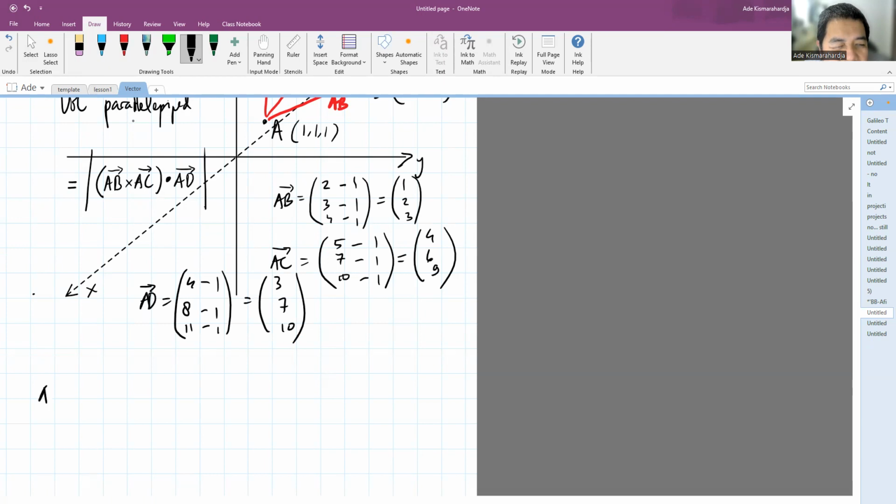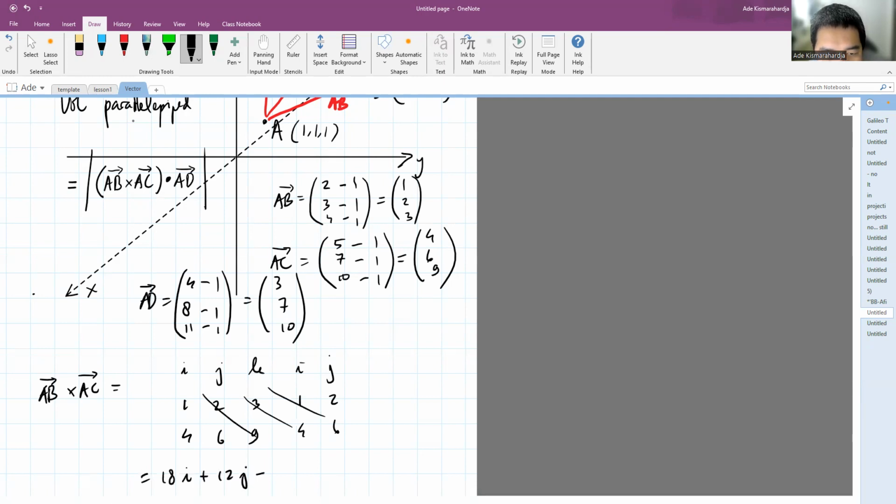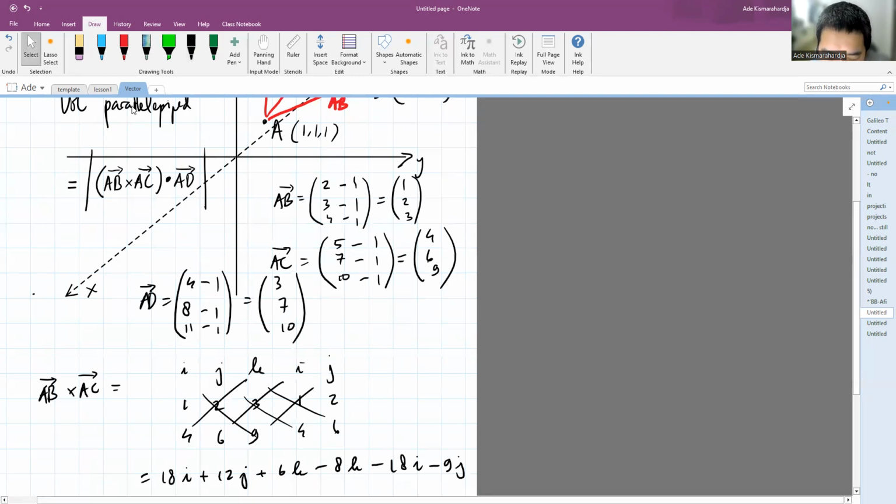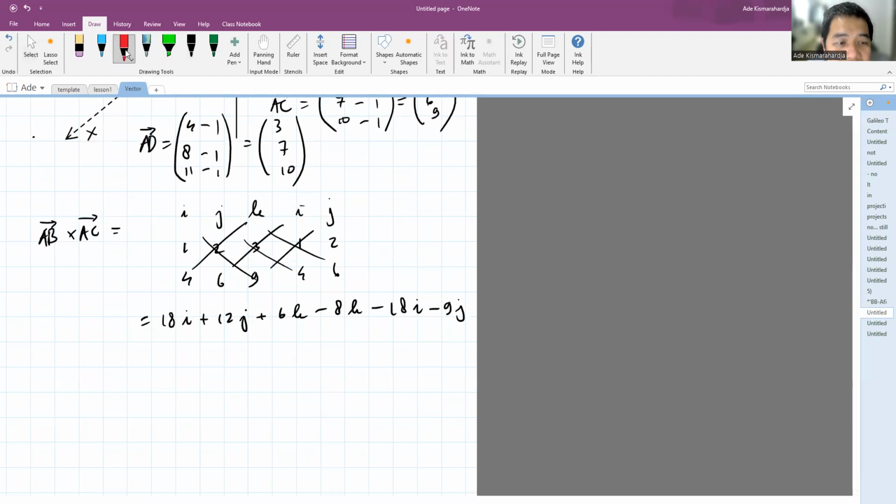So first of all, I'm gonna do a cross product between AB and AC, and you know how to do this. Essentially, we are making a matrix, and let's now put AB here, and then AC. And then after that, we copy the first two columns. And then we'll do this diagonals now. And after that, we subtract by these diagonals. So what we get is, okay, 18i minus 18i, they are now gone. So we have 0i. And then 12j minus 9j, that's 3j. And lastly, 6k minus 8k, that's minus 2k.